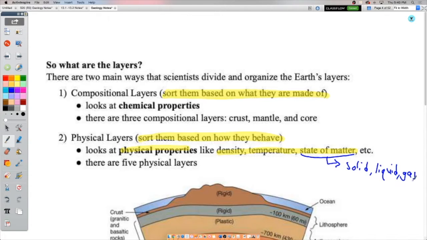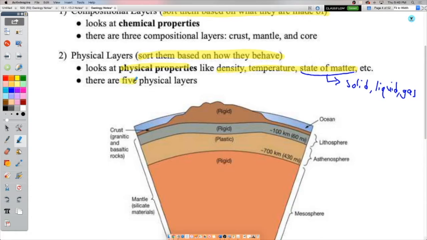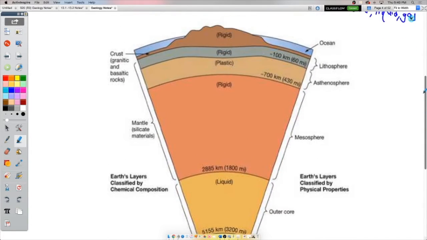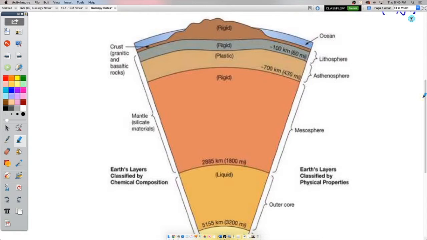Now there are 5 physical layers. I didn't write them out here because we're going to write them out on the next part. So there are 5 physical layers compared to the 3 compositional layers. So it's no longer crust, mantle, and core. Here is a nice picture showing you the difference between the 2 ways of sorting it. On the right side here, we are going to do these ones. These are the physical properties. So maybe just make the note.